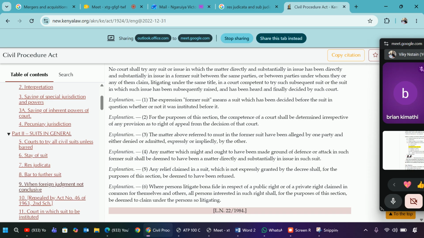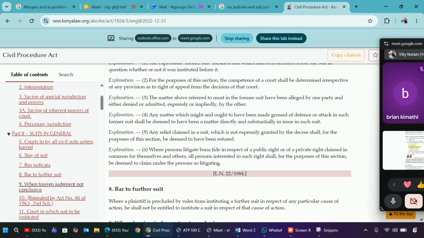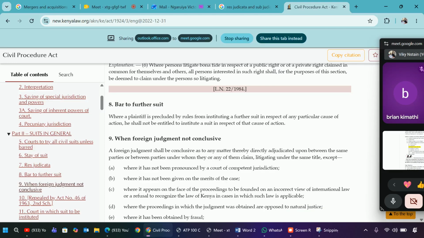Explanation number 4, any matter which might and ought to have been made ground of defense or attack in such former suit shall be deemed to have been a matter directly and substantially in issue in such suit. Explanation number 5, any relief claimed in a suit which is not expressly granted by the decree shall, for the purposes of this section, be deemed to have been refused. Explanation number 6, where persons litigate bona fide in respect of a public right or a private right claimed in common for themselves and others, all persons interested in such right shall, for the purposes of this section, be deemed to claim under the person so litigating.